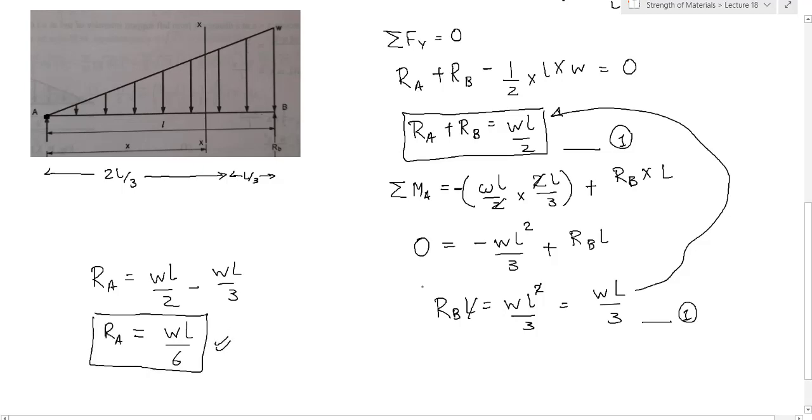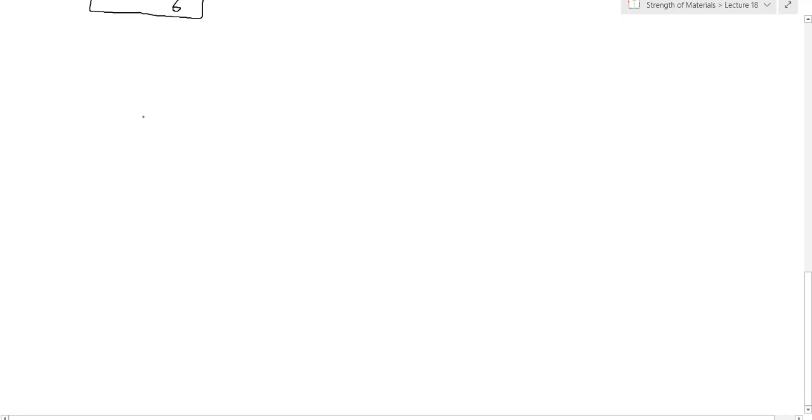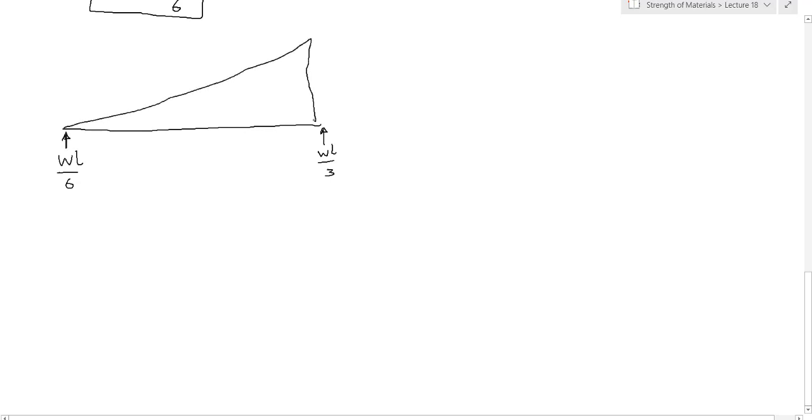So we have found out the value of RA, we have found out the value of RB. Now we can put these together. Over here we have WL by 6, we have WL by 3, and here we have this uniformly varying load with magnitude W. Now if I have to draw the shear force diagram, how can I draw it? Let us draw the shear force diagram. This is point A, this is point B.